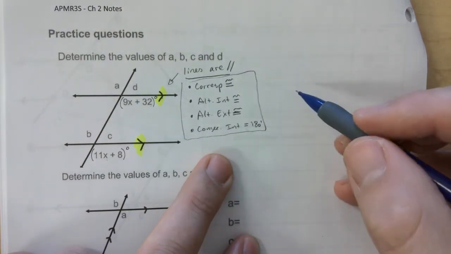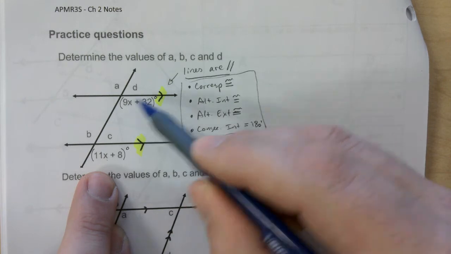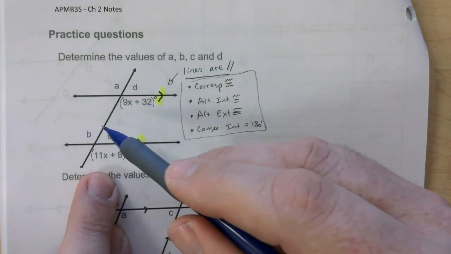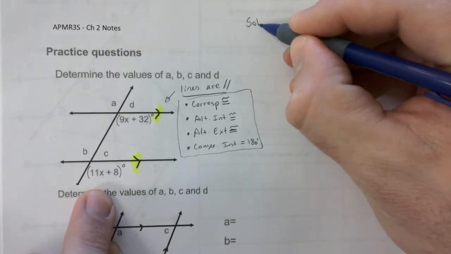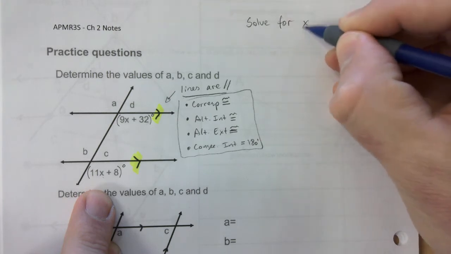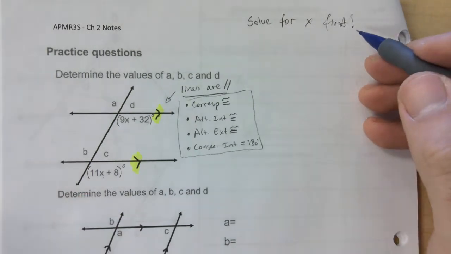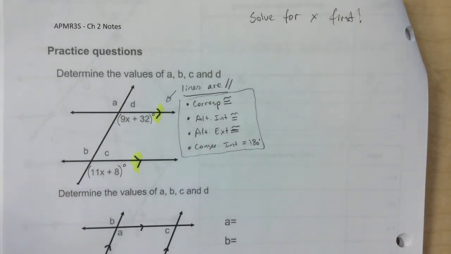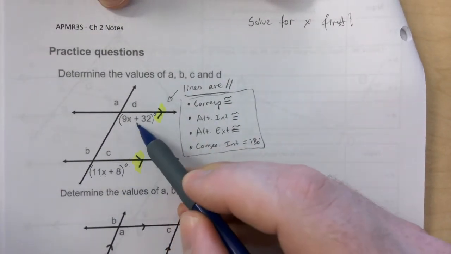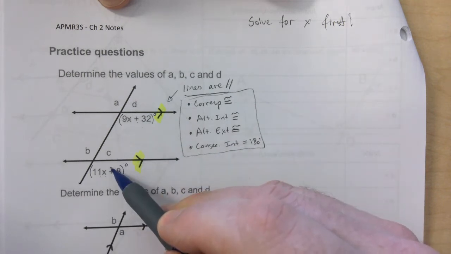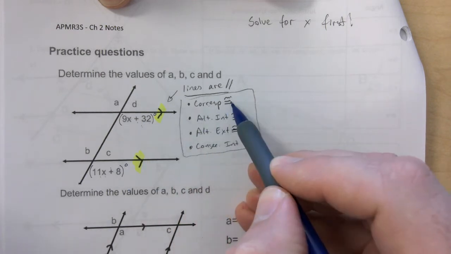Okay. Now when you have one of these, the ultimate goal is to solve for x, and then find the angle, and then solve everything else, right? I'm going to go up here, solve for x first. Okay, that's your first task here. And what do we know about these two angles? What do we call these two? If you look at the diagram, we call them corresponding, right? These are corresponding angles, and we know they're congruent, right?